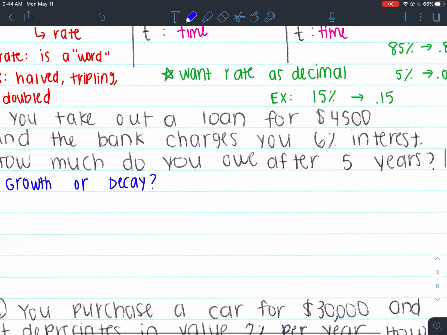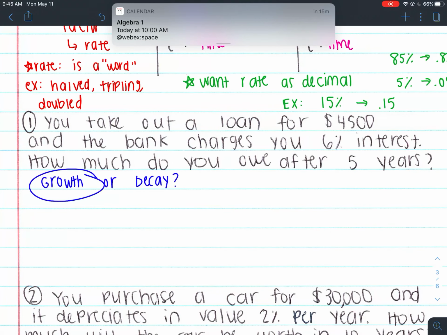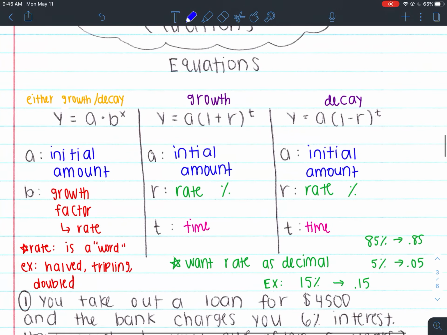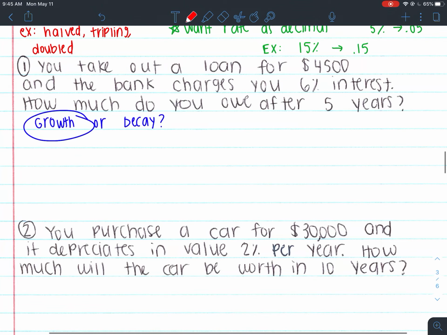So is this growth or decay? Well, like I said, if you're borrowing money from a bank and they're charging you interest, the money you owe actually ends up increasing, which means you're going to owe even more in the end. So your amount that you owe is going to be growing. Okay? So this would be a growth. So if this is a growth, then which one of these can you eliminate? I can automatically eliminate the one on the right because it's not a decay. So it's not going to be that equation. I'm not going to use that. So that's the first question you should always ask. Is it growth or is it decay?